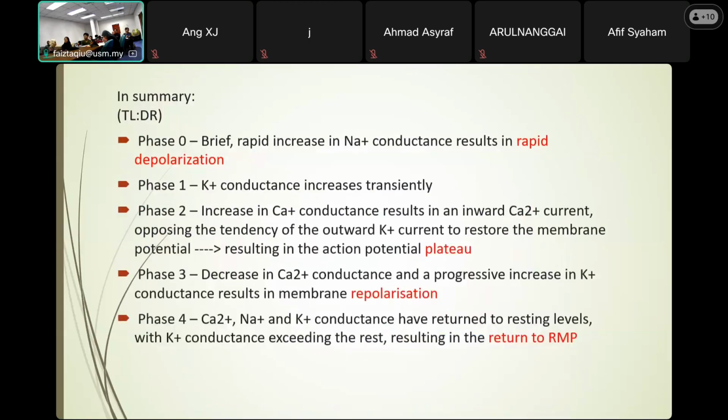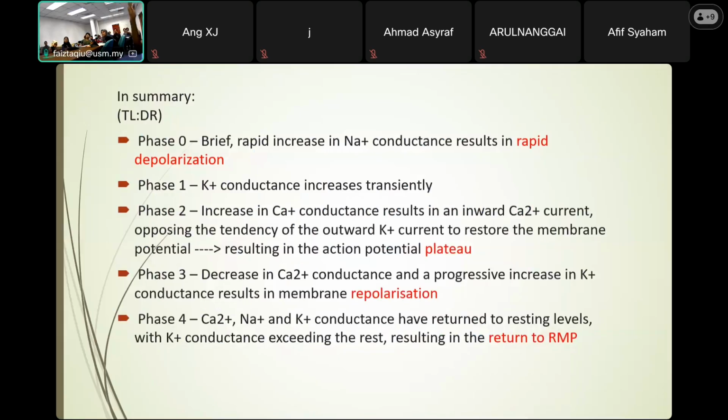All right, proceed. So in summary, phase 0 is a brief, rapid increase in sodium conductance, resulting in rapid depolarization. Phase 1, potassium conductance increases transiently. Phase 2, increase in calcium conductance, an inward calcium current, opposing the tendency of the outward potassium efflux to restore the membrane potential. So this results in the plateau phase.